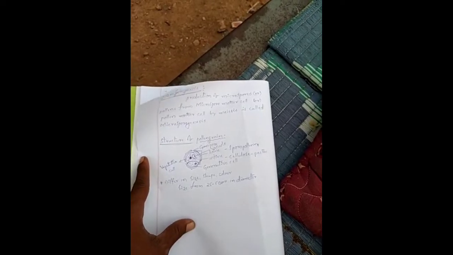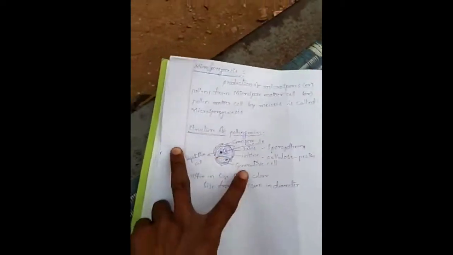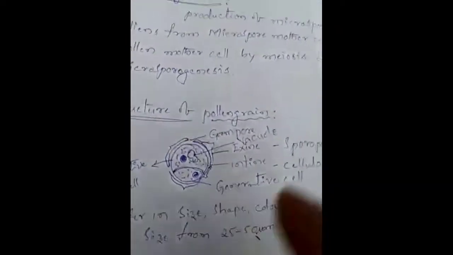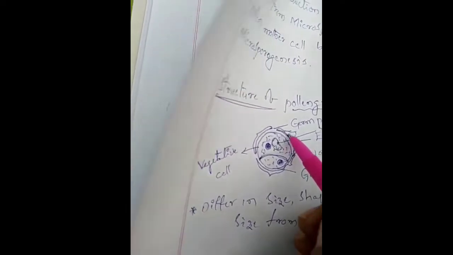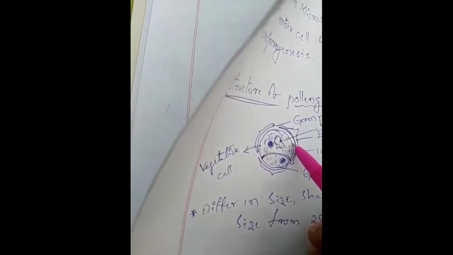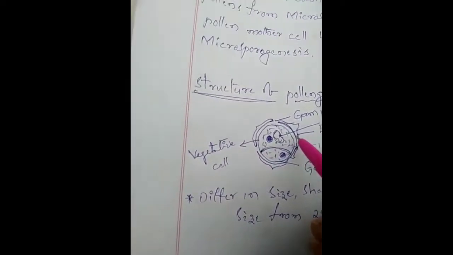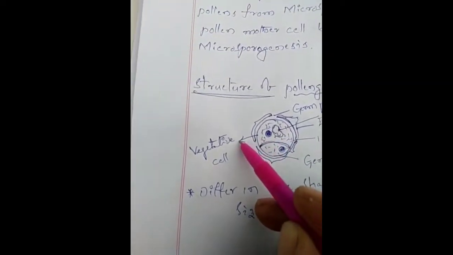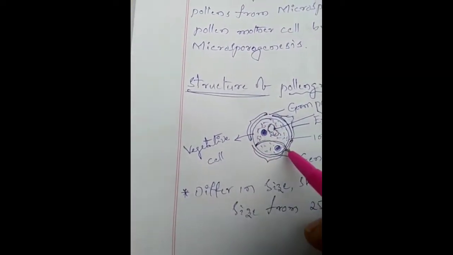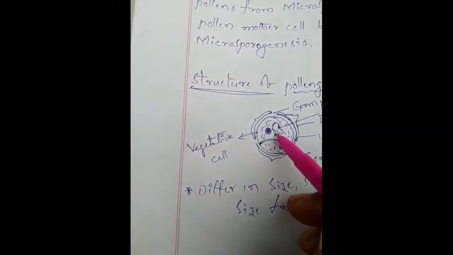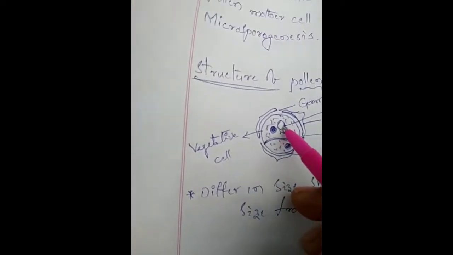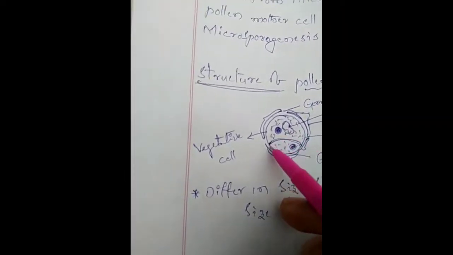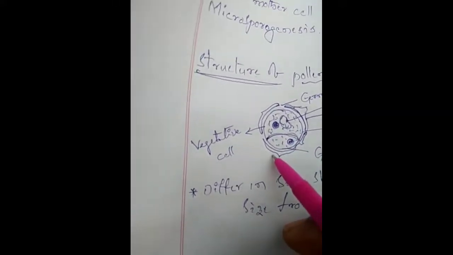One is the vegetative cell, the upper one. The outer layer we call the exine layer, and the inner layer we call the intine layer. It is made up of 2 cells. One is the vegetative cell. The bigger one, which has a higher food reserve and protoplasm, is called the vegetative cell, and vacuoles are present. The oval-shaped cell we call the generative cell.